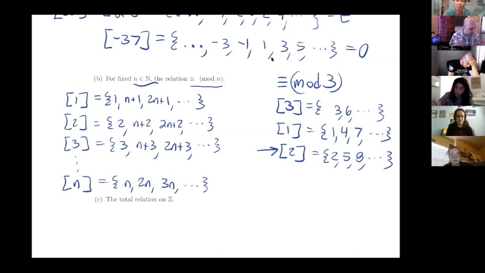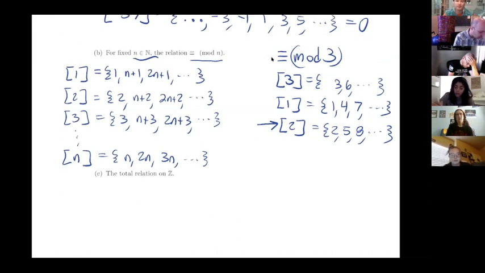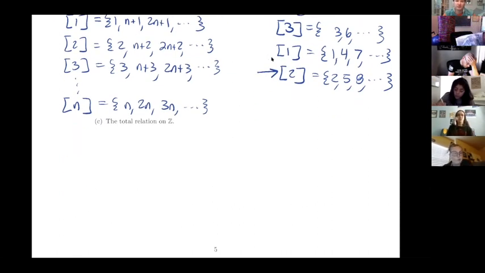Okay, so then part C is the total relation. And so the total relation in general is the set crossed itself. So the total relation means every element in the set is related to every element in the set.